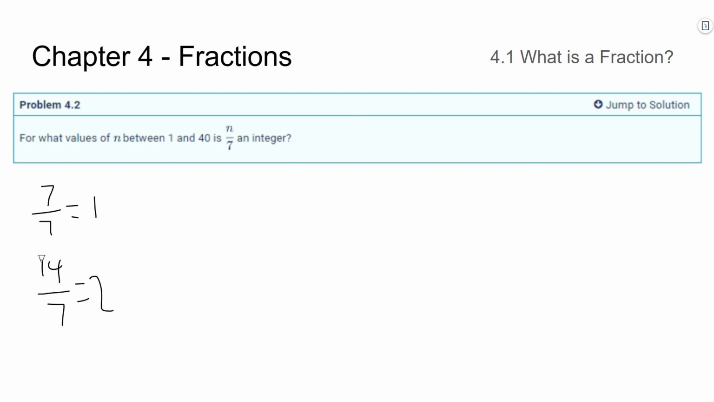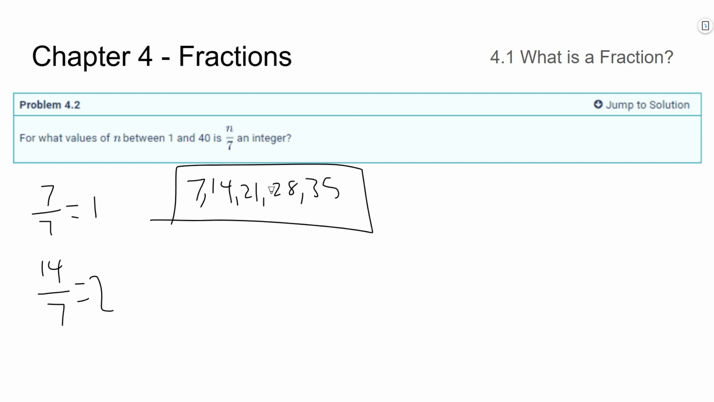And then what do you think the next one would be? If you said 21, you'd be right. So it's going to be 7, 14, 21. You probably recognize a pattern here. And the next one's going to be 28 and 35. So those would be the values of n that would make integers, and they are multiples of 7.